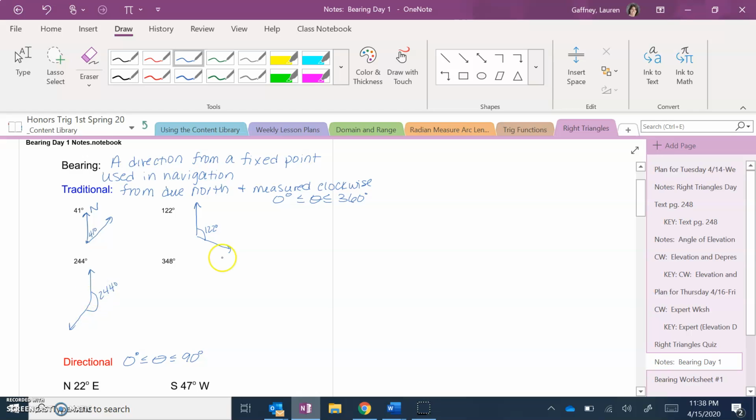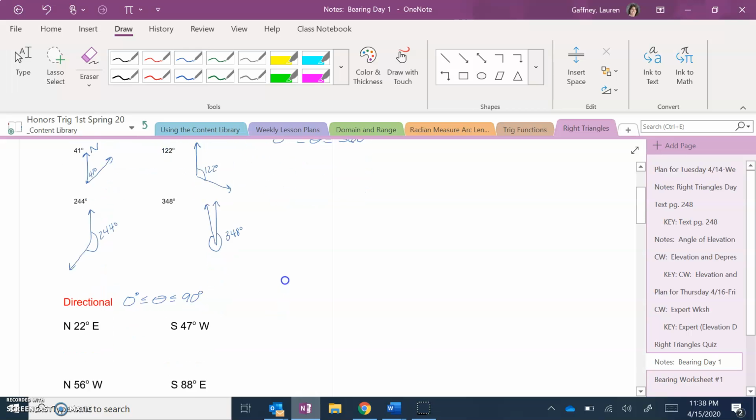Okay. 348 degrees. Here's my due north. So all the way around once would be 360. So we're just going to be shy of that basically. So it's going to look like that. Okay, so those are traditional. You're just seeing one number for the angle. Okay, and that's it.